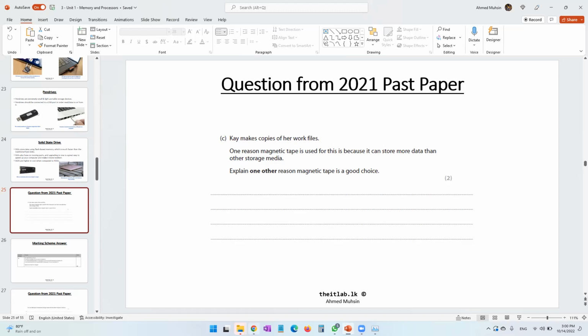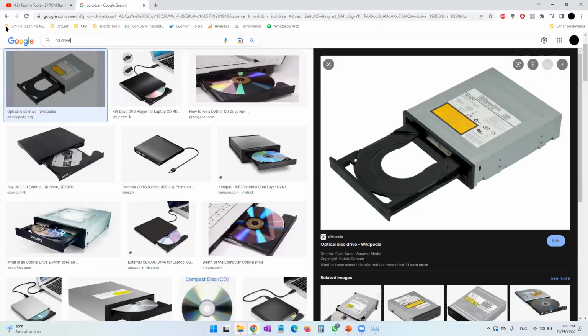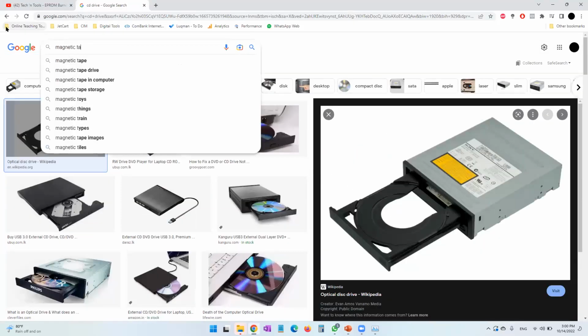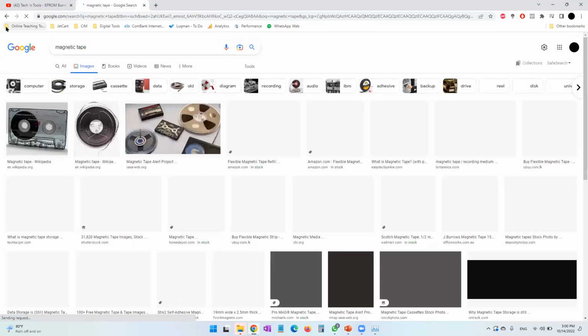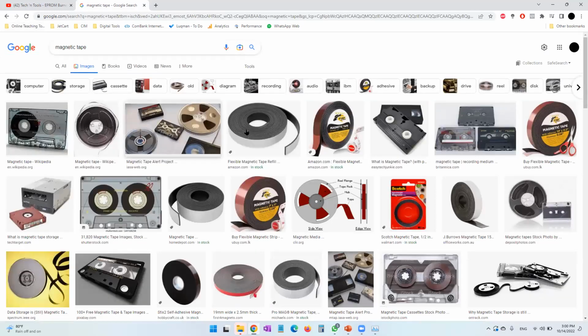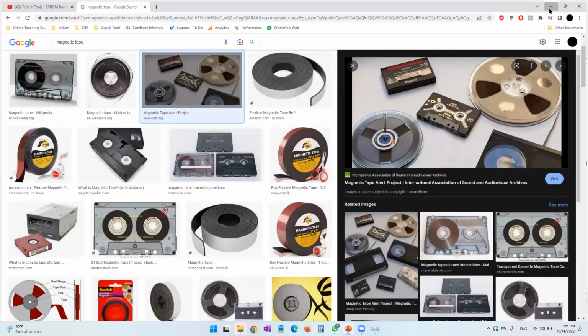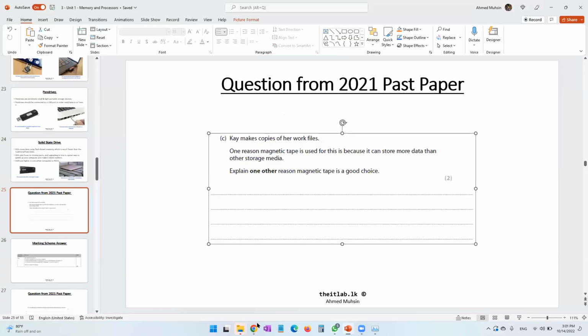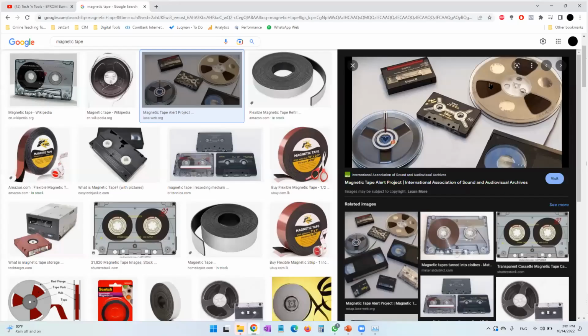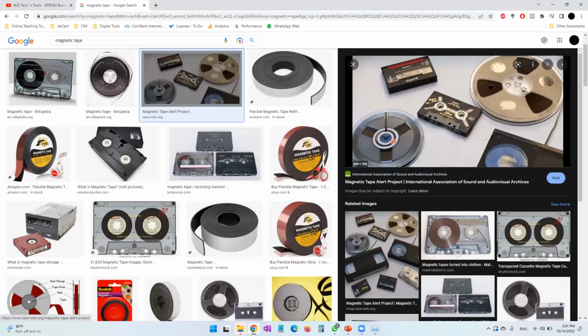So let me quickly show you a picture of magnetic tapes. They are like cassettes, for example. So these are what you call magnetic tapes. And these generally have a large storage capacity, but there is also a problem, which is that this uses something called sequential access, which means you have to go in a particular order to access the data. You can't directly jump to a specific point.